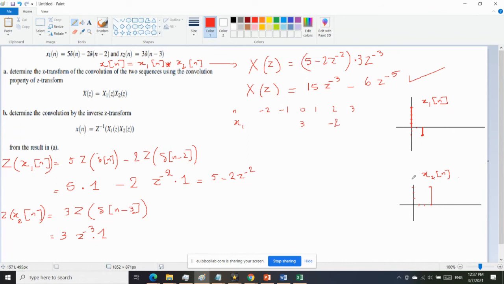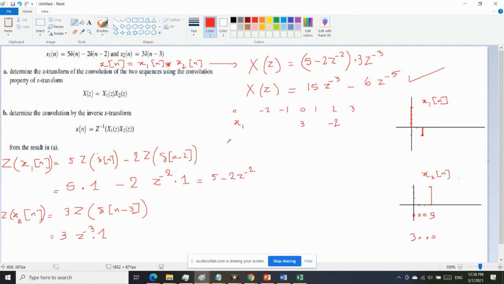Now we take this one, x2, and we flip it. But it is already symmetric, so how many does it have? It has 0, 0, 0, 3. So we flip it, so it becomes 3, 0, 0, 0, and we start.